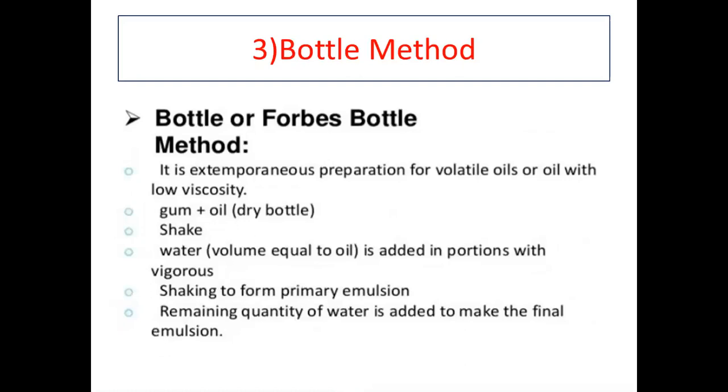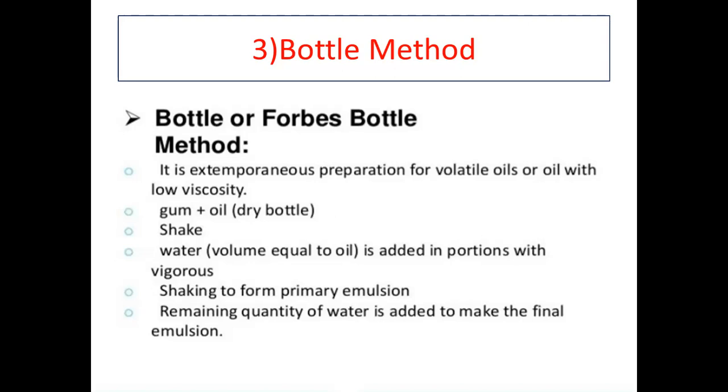The next method is bottle method, which is used for preparation of emulsion. It is also known as Forbes bottle method. So in bottle method, it is used for preparation of emulsion of volatile oils and non-viscous oils. Which method is used for preparation of non-viscous oil? Bottle method.